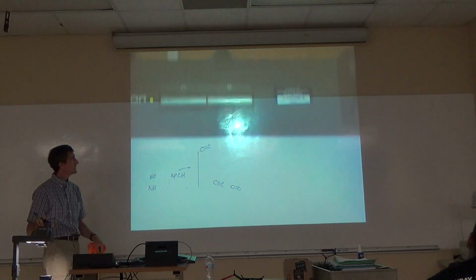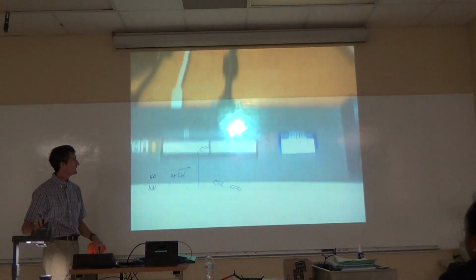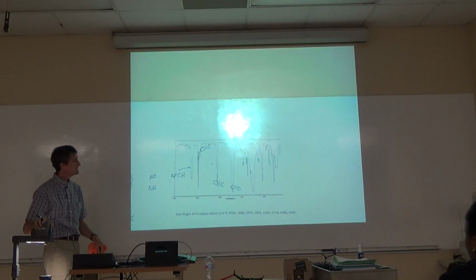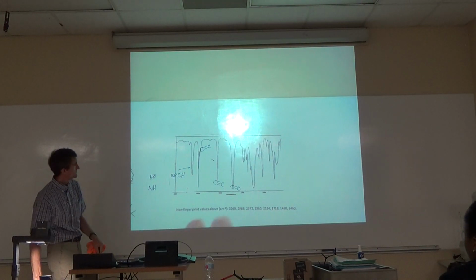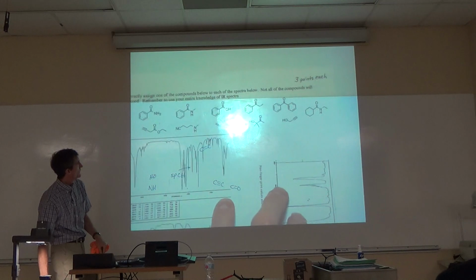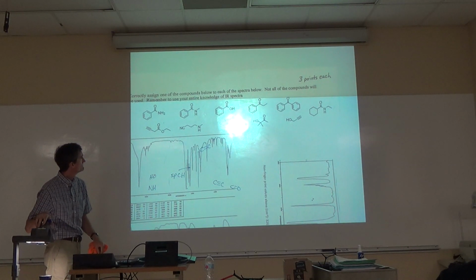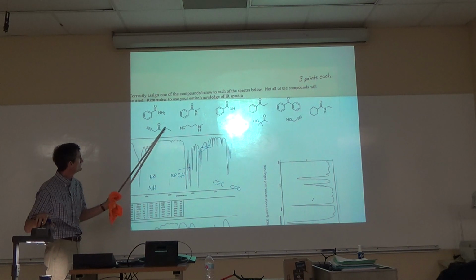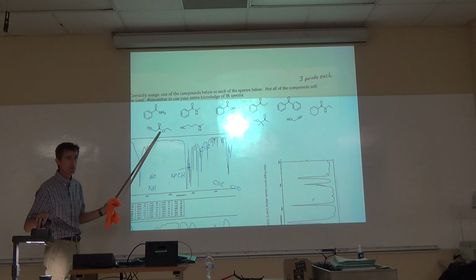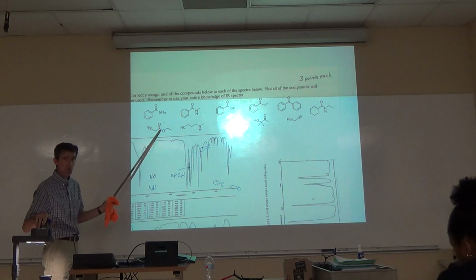Let's look behind door number 3. There they go. Do we have an alkyne with a carbonyl? Right here? That's an ester carbonyl. That'd be about 1730, 40 or so.